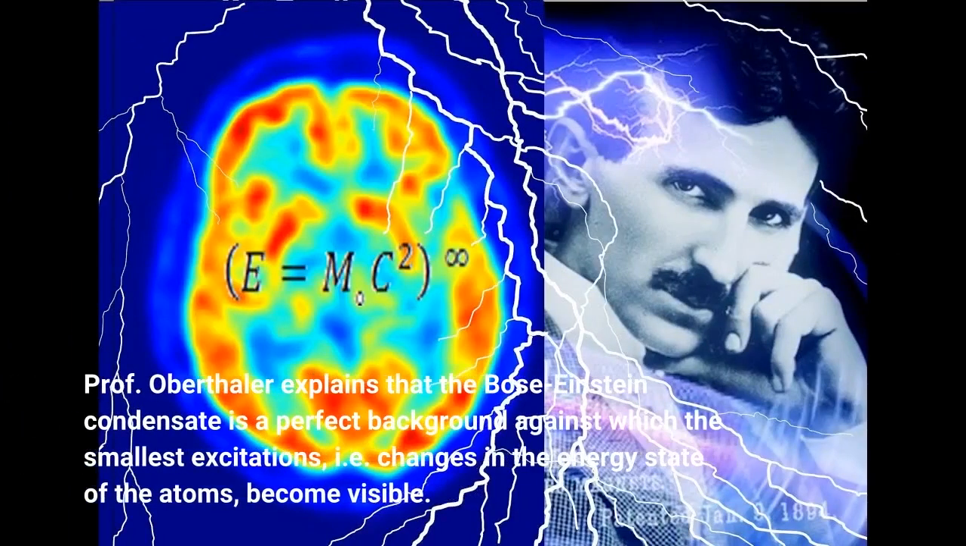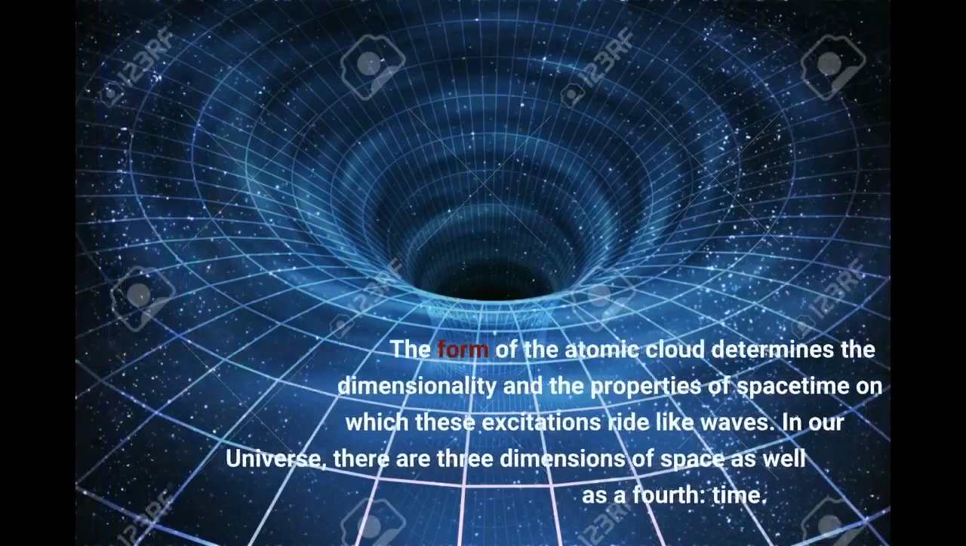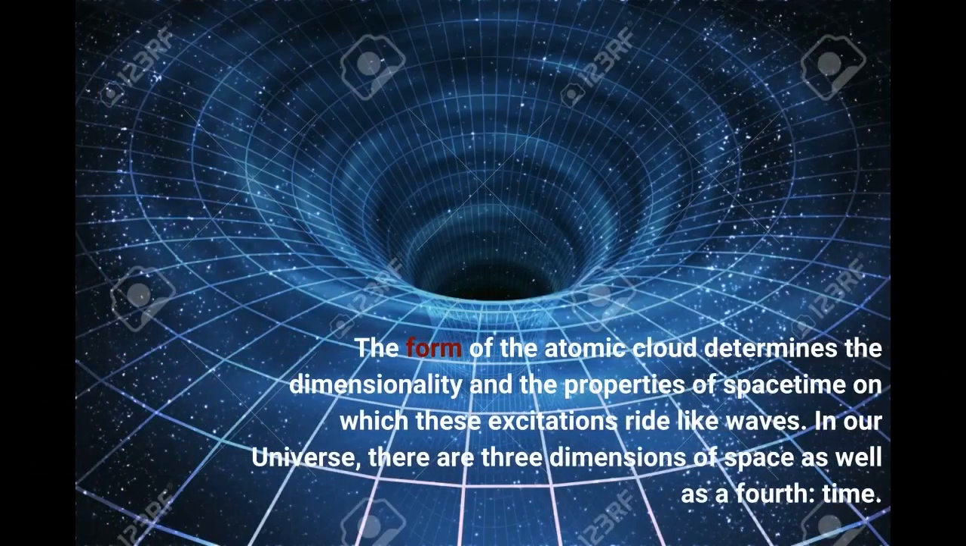Professor Oberthaler explains that the Bose-Einstein condensate is a perfect background against which the smallest excitations, i.e., changes in the energy state of the atoms, become visible. The form of the atomic cloud determines the dimensionality and the properties of spacetime on which these excitations ride like waves. In our universe, there are 3 dimensions of space as well as a 4th, time.